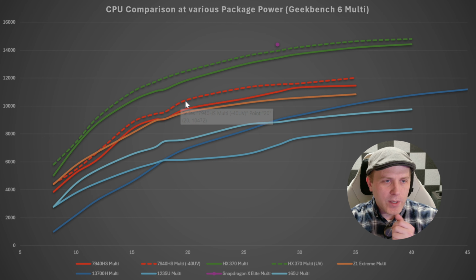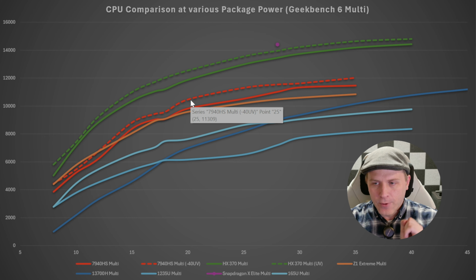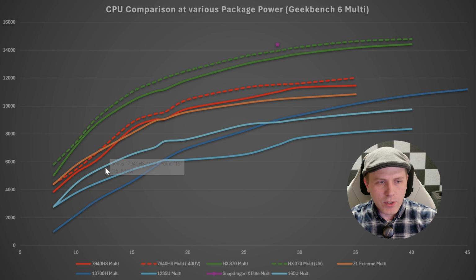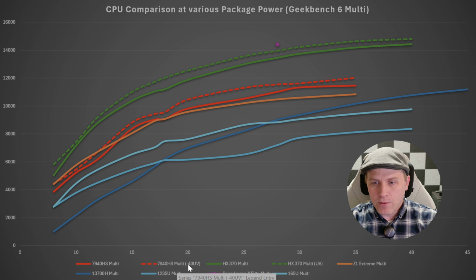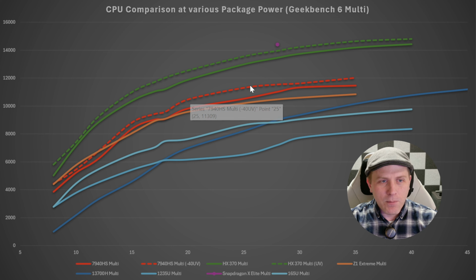So anyways, the dotted line is an undervolt data point. So I wanted to know how efficient could the 7940HS be if you undervolted it using some specific tools to do that. So you can see if you do undervolt it, and I was able to achieve a negative 40 millivolt undervolt, and that actually gave us this dotted red line, which you can see made the 7940HS much more efficient.